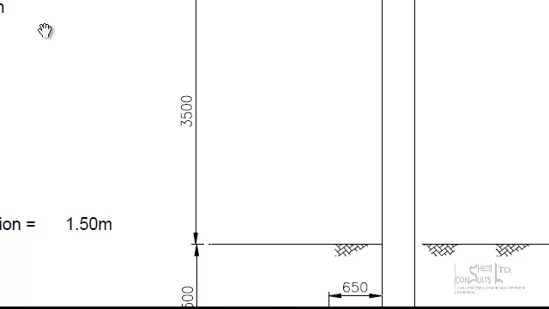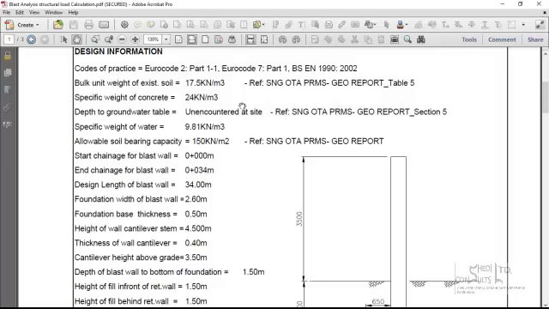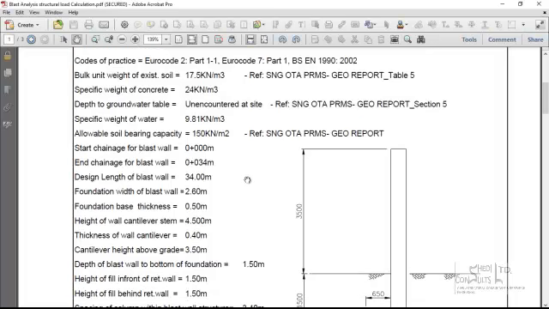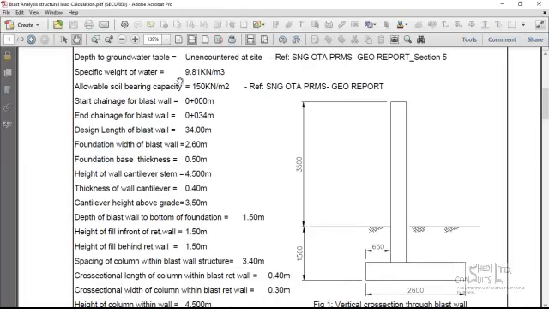The specific weight of the soil used at the depth of the foundation is about 17.5 kN per meter cube. This was taken from a geological investigation report that was available at the PRMS station in Ota. So I have a geo report from a previous project done at that location. The weight of concrete is 2.4 tons per meter cube as usual. The groundwater table was not encountered at site, based on the geotechnical investigation, or what's referred to as the subsurface investigation report.